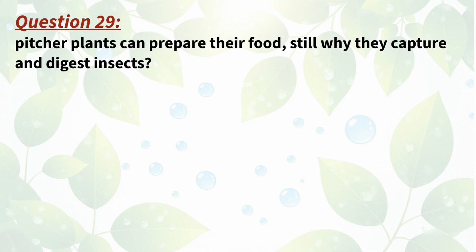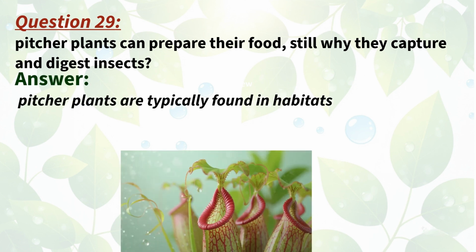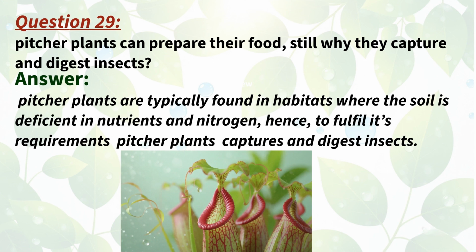Question 29. Pitcher plants can prepare their food. Still, why do they capture and digest insects? Answer: Pitcher plants are typically found in habitats where the soil is deficient in nutrients and nitrogen. Hence, to fulfill its requirements, pitcher plants capture and digest insects.